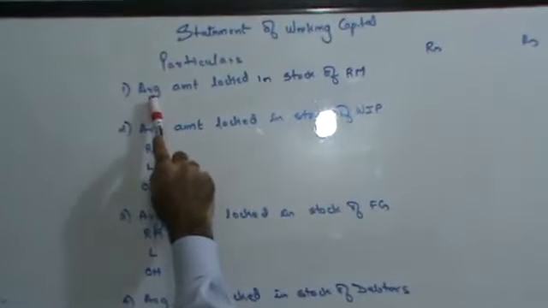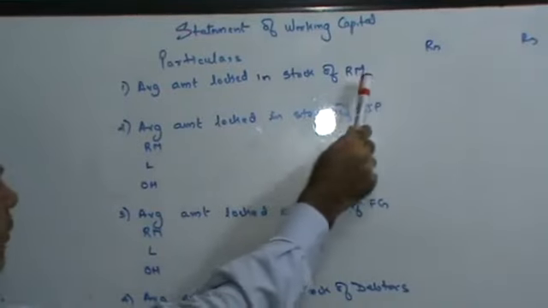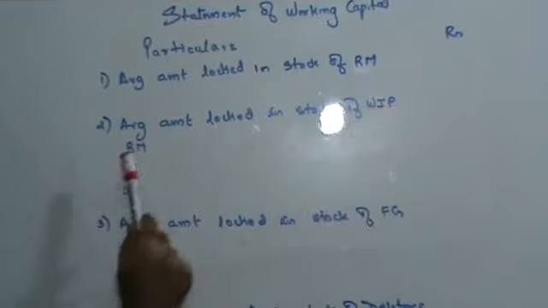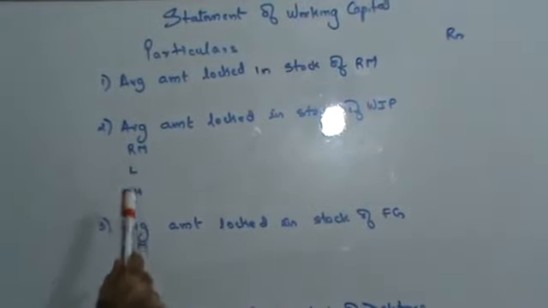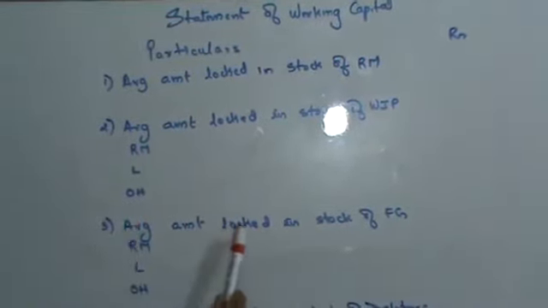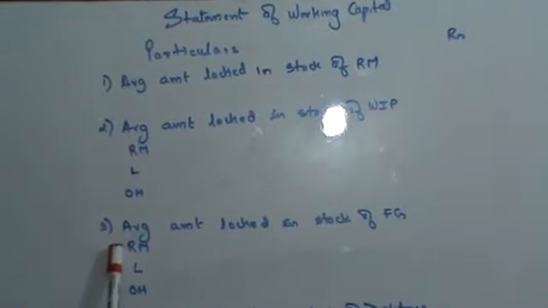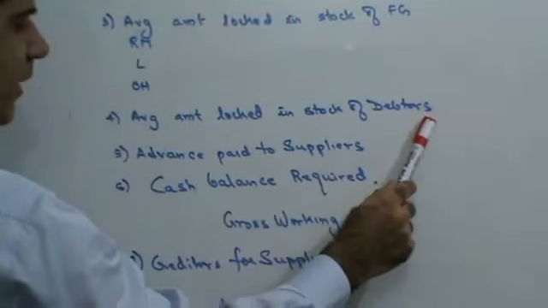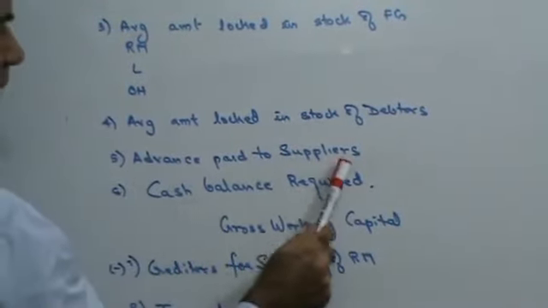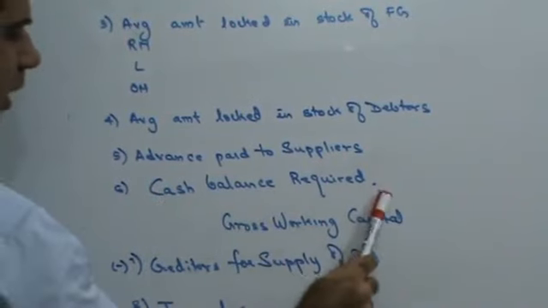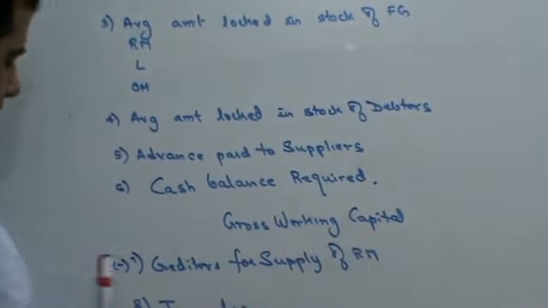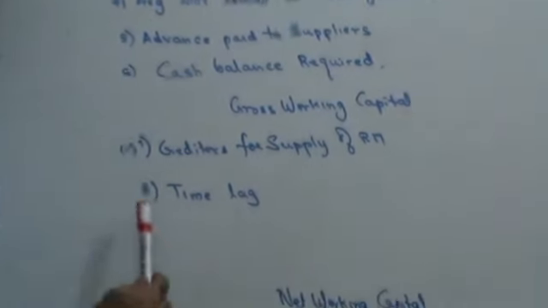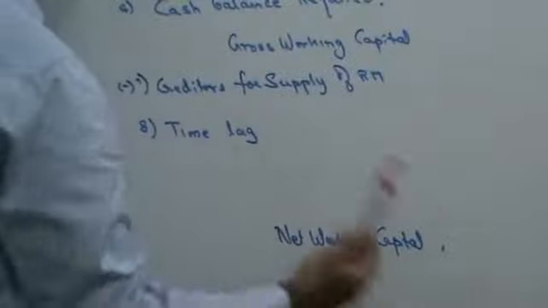The first entry is average amount locked in stock of raw material. Then average amount locked in stock of work in progress, which is made up of raw material, labor and overheads. Average amount locked in stock of finished goods: raw material, labor, overheads. Average amount locked in stock of debtors. Advance paid to suppliers. Cash balance required, that gives you gross working capital, less creditors for supply of raw material, time lag, net working capital.